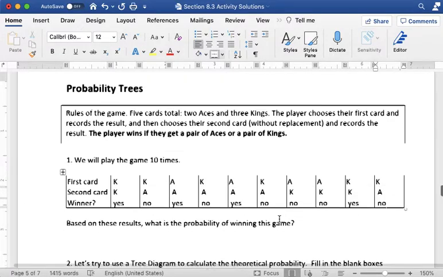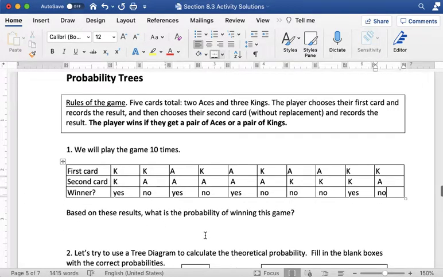So what we want to do is calculate, based on these results, the probability of winning the game. So remember, this is an empirical probability because it's based on the result of an experiment. What we were just doing was an experiment. And so our probability is going to be an empirical probability. So looking at my results here, I have 4 wins, 4 yeses, out of 10 total times playing the game. So my probability of winning is 4/10.